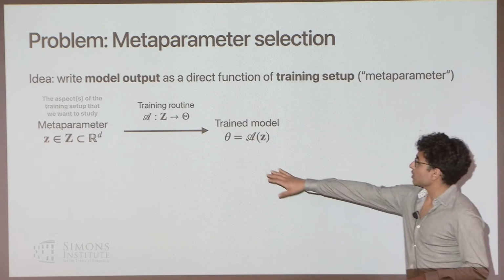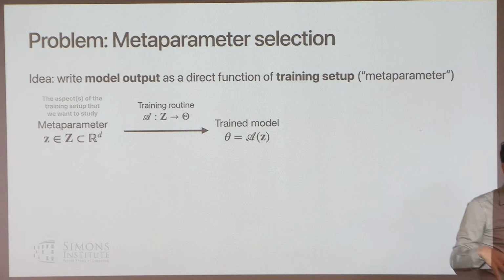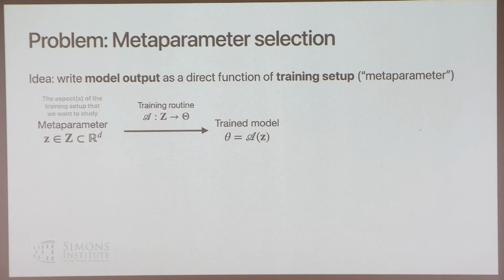Then I'm going to fix a training routine A that maps from a value of this meta-parameter to a trained machine learning model. The output of this is just going to be some parameters of a machine learning model theta. And everything else other than z is fixed within this algorithm. So if I'm not optimizing hyperparameters, then the hyperparameters are part of the algorithm, for example.